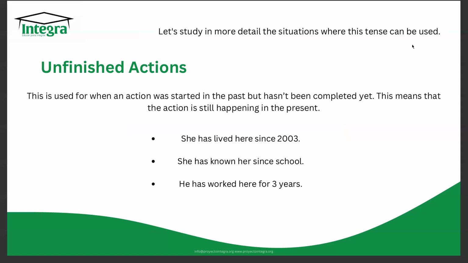In what situations do we usually use this tense? So we're going to start with unfinished actions. As I said before, this is used when an action has started in the past but hasn't been completed. So the action still is going on. It's still happening in the present. For example, she has lived here since 2003. So this person moved to this place in 2003. It is 2025 and they're still living here, right? Started in the past and the present is still happening.